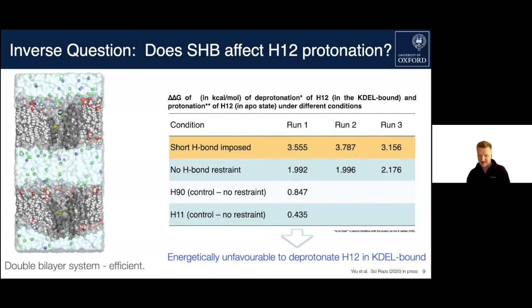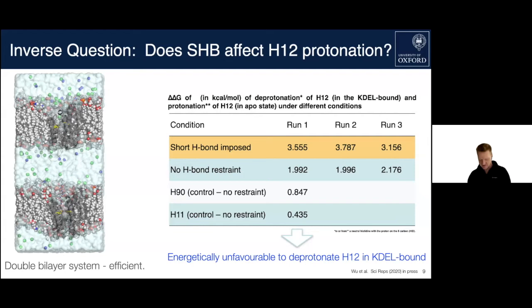You can see that when we have the short hydrogen bond imposed, there's quite a significant energy. This is about 3.5 kcals. So it's energetically unfavorable to deprotonate the H12 in the KDEL bound state. We have to cheat a little bit here because the molecular mechanics is not designed to reproduce a short hydrogen bond. It doesn't really know how to do that. And so you can see that if we just let the restraint go, then the number drops a bit, and that's reflective of the system actually adapting during the calculation to where it likes to sit in the energy minimum of the molecular mechanics force field that we're using.